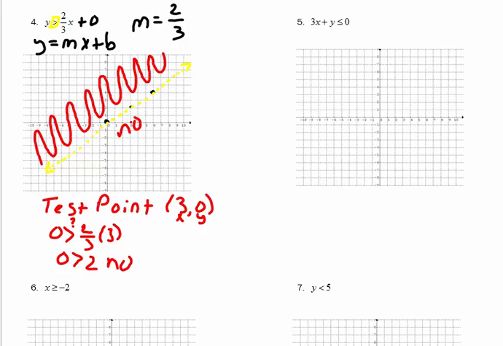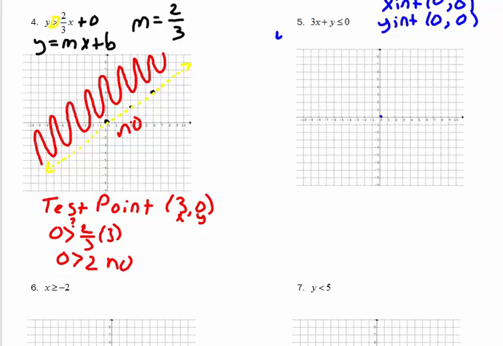So number 5, 3x plus y is less than or equal to 0. This is actually in the form for me to find my x and y intercept. But if you do the math, to find the x-intercept you let y be 0, to find the y-intercept you let x be 0, you're actually going to end up with 0 and a 0. So that only gives me 1 point. So that method in a sense failed because you need 2 points to draw a line.